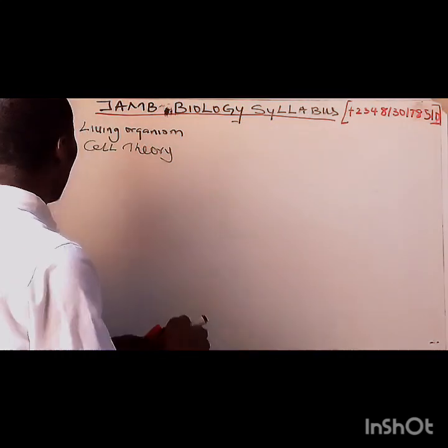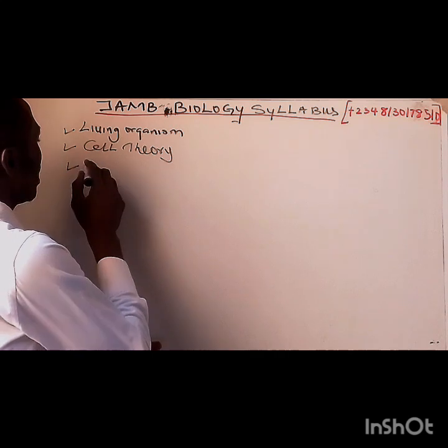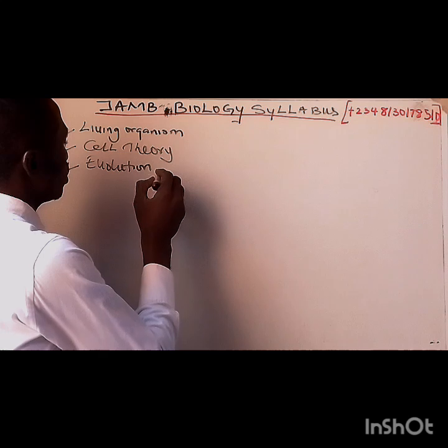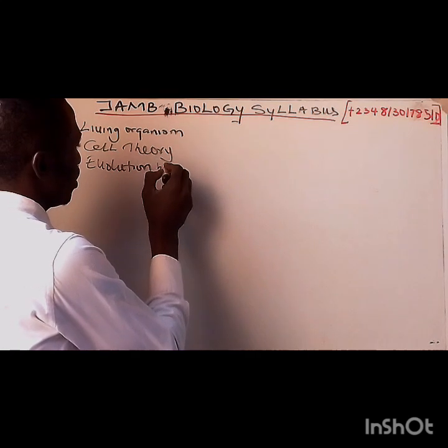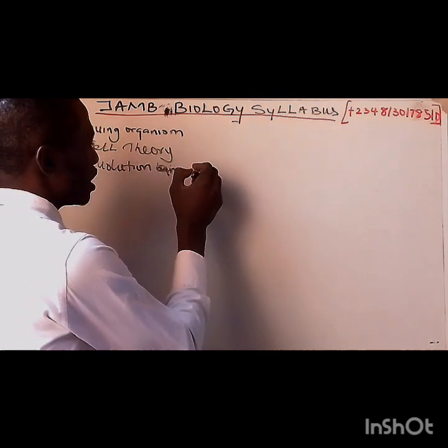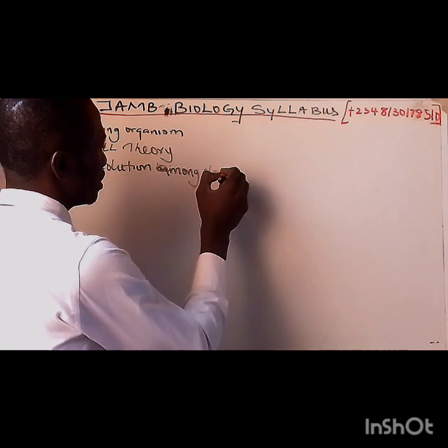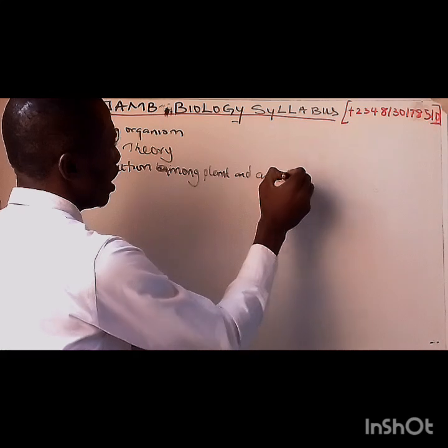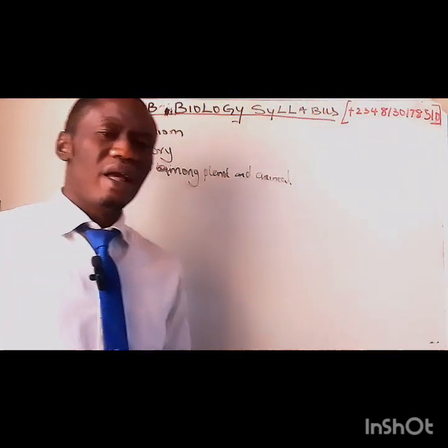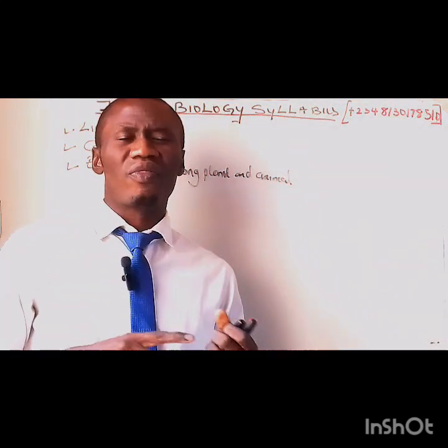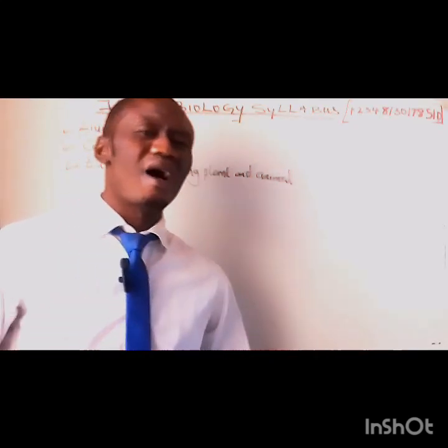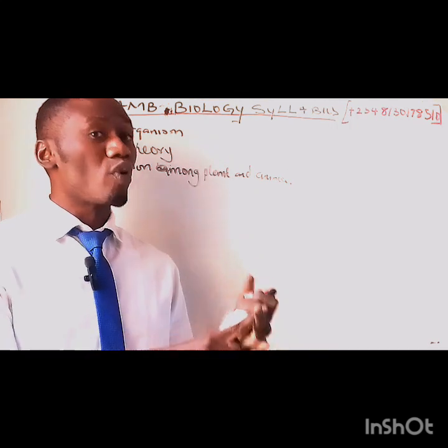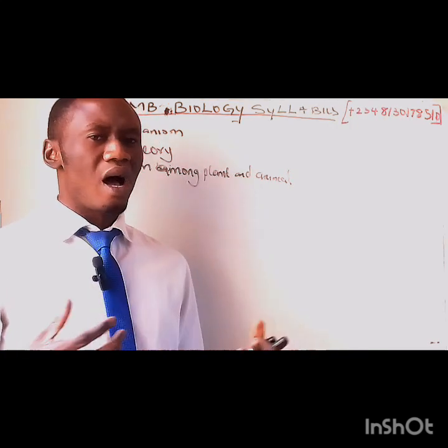Now, we also have a topic you'll be looking at as evolution, or let me put it the way they put it: evolution among plants and animals. In this aspect, we're going to be studying the 5 basic kingdoms. You know, we have the 3 super kingdoms: kingdom Eukaryota, kingdom Prokaryota, and kingdom Archaea.